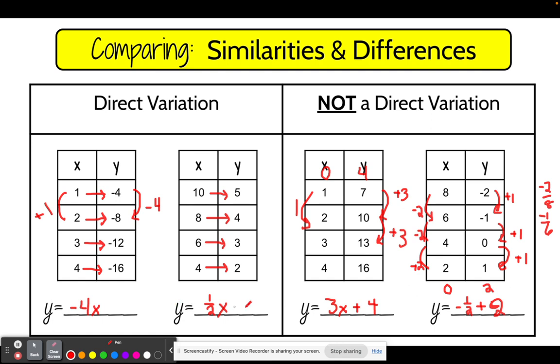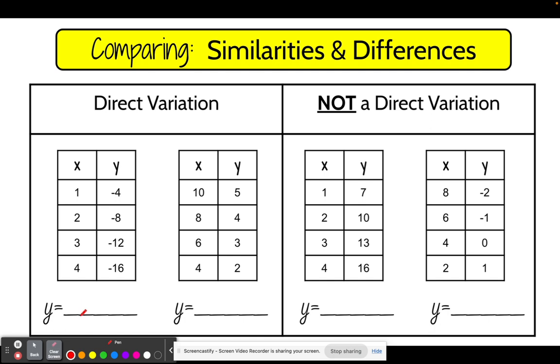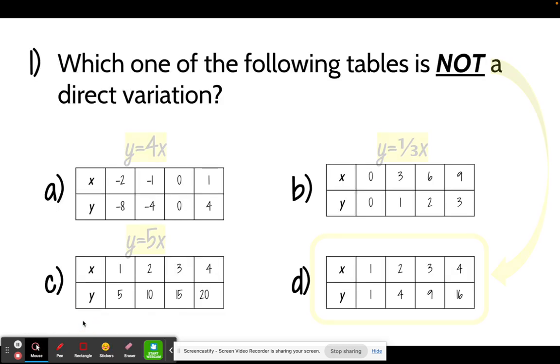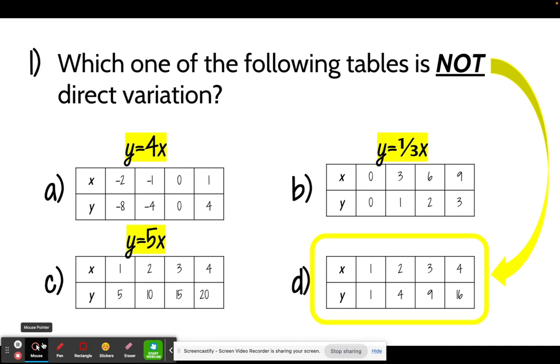So they both have a slope attached to the x, but if you don't have a direct variation, these are both linear. If you don't have a direct variation, you're going to be adding or subtracting something at the end. If you have a direct variation, it's just y equals kx, the slope times x.